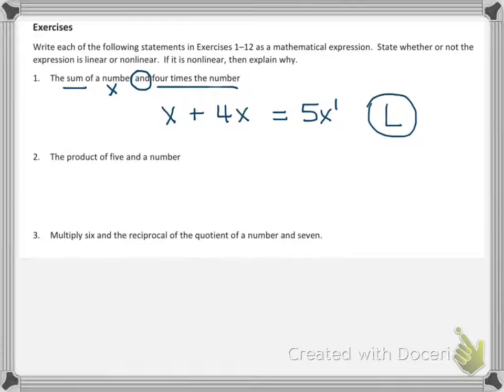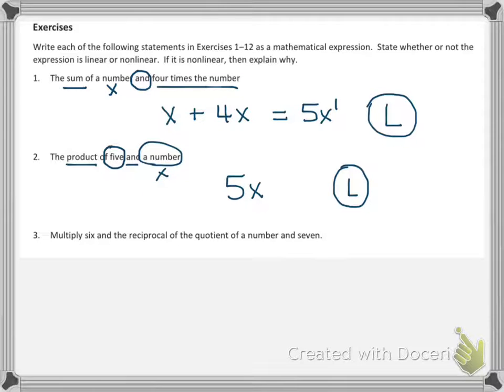All right, number 2, the product. Well, product means the answer to a multiplication problem. So this is the product of 5 and a number I'll call x. So this is just 5x. And again, it's the same as before, so we know that that is a linear expression.